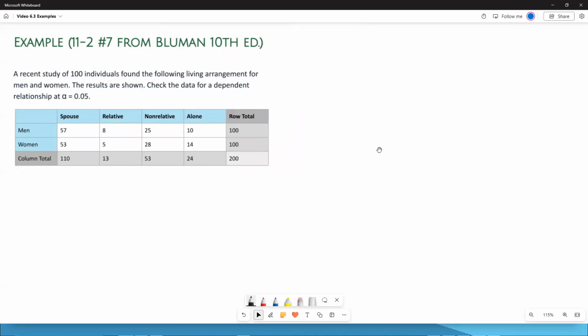So we'll start the same way we did before. We know when we enter information, we can ignore the row and column totals. We only need those if we're calculating our expected values by hand. We should calculate our degrees of freedom really quick. So rows minus 1 times columns minus 1. In this case, we have 2 rows and 4 columns. So 2 minus 1 is 1, 4 minus 1 is 3, so that's going to be 3.